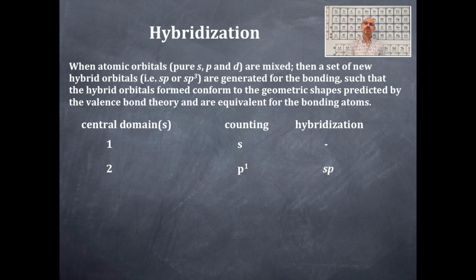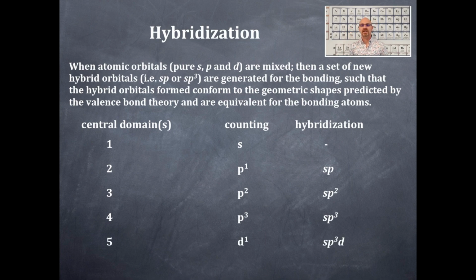So this central domain has two things around it now. So it's sp1, and that's called sp hybridized. Notice that it is truly hybridized here. Okay, three domains around the central element here. That's s1, p2. So I'm just counting from the top and moving down. And that is sp2 hybridized. Four domains around the central element. That's s1, p2, p3. That's called sp3 hybridized.